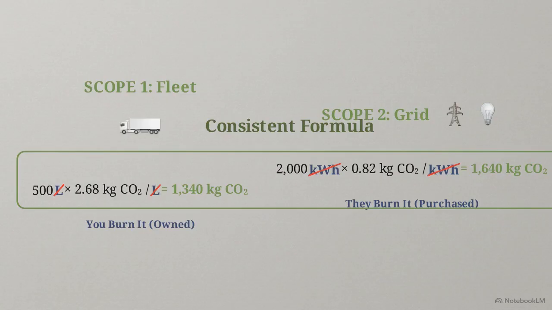The distinction between Scope 1 and Scope 2 depends entirely on ownership. Scope 1 is the fuel you burn yourself. Scope 2 is the fuel someone else burns to generate your electricity.